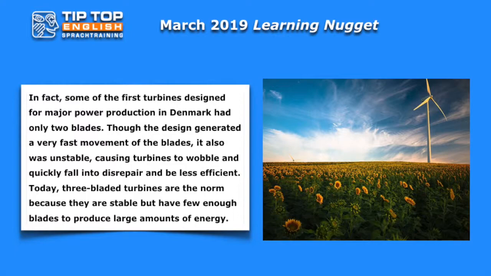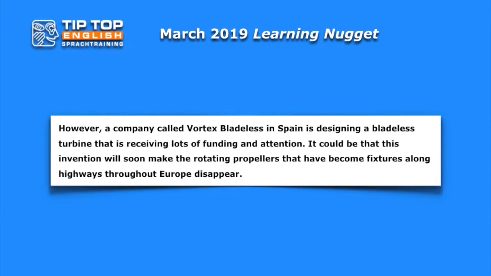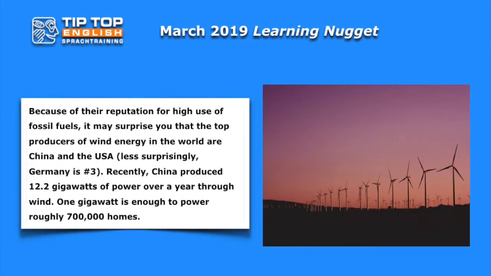Today, 3-bladed turbines are the norm because they are stable but have few enough blades to produce large amounts of energy. However, a company called Vortex Bladeless in Spain is designing a bladeless turbine that is receiving lots of funding and attention. It could be that this invention will soon make the rotating propellers that have become fixtures along highways throughout Europe disappear.